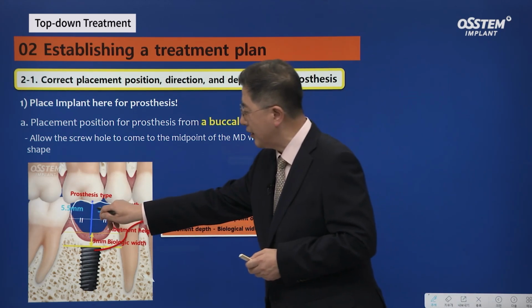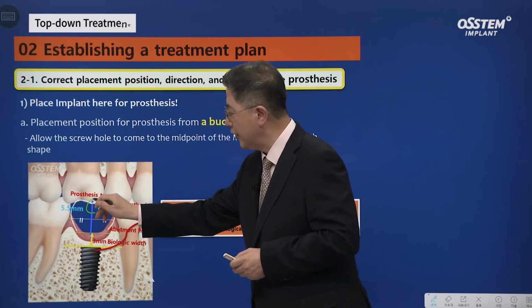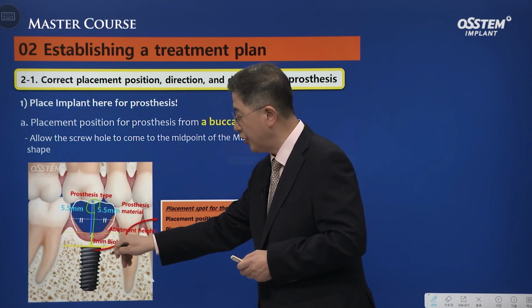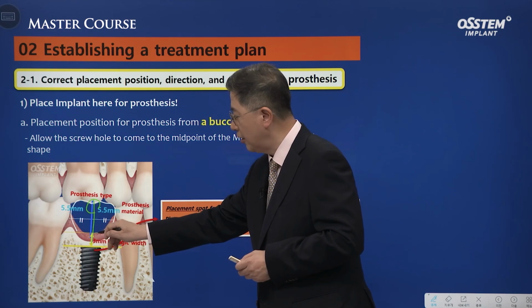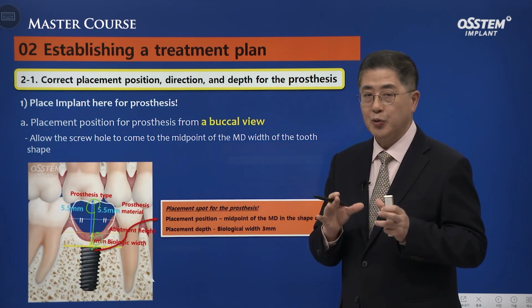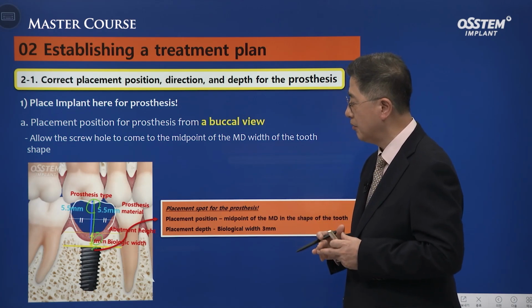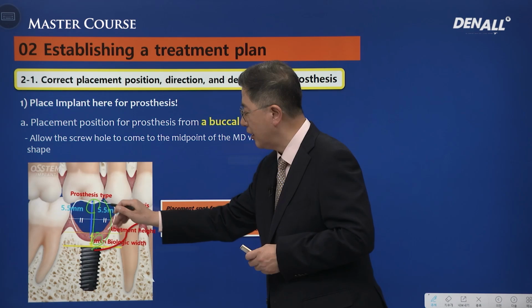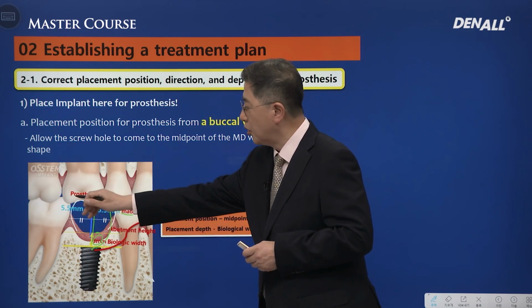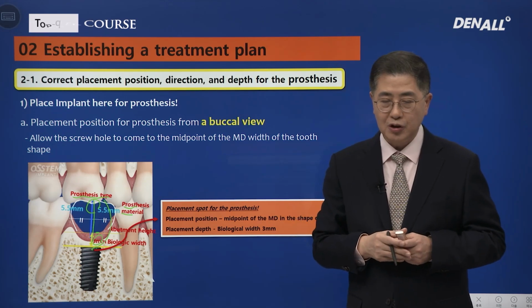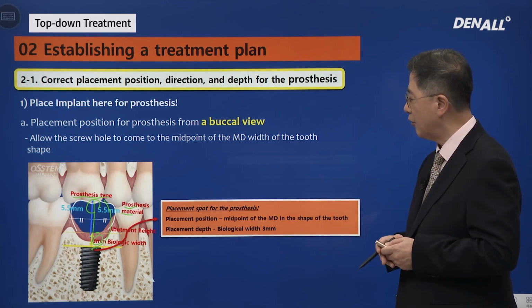We need to allow the screw hole of the final prosthesis to come to the midpoint of mesiodistal width, and the placement depth should ensure 3 millimeters of biologic width, so the implant must be placed 3mm below. I want to emphasize once again, for this vertical space of the prosthesis, we need to secure at least 9 millimeters of space, although it may differ depending on material and prosthesis type.